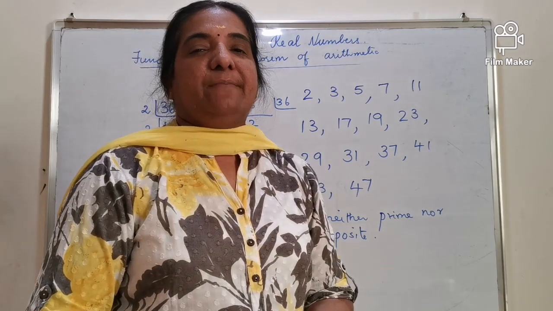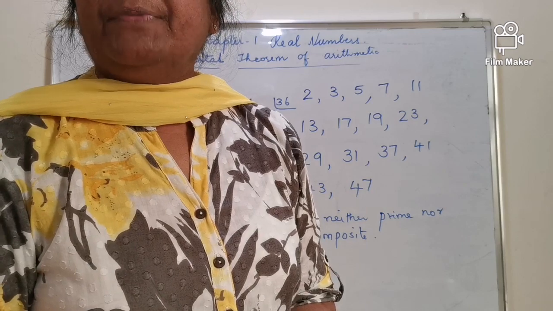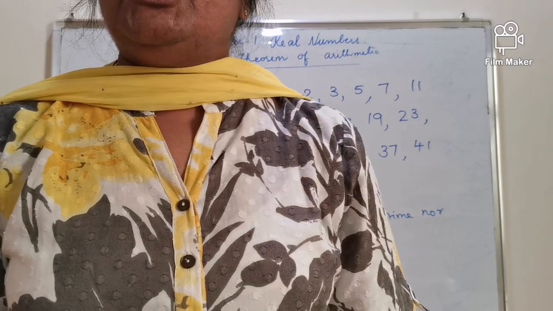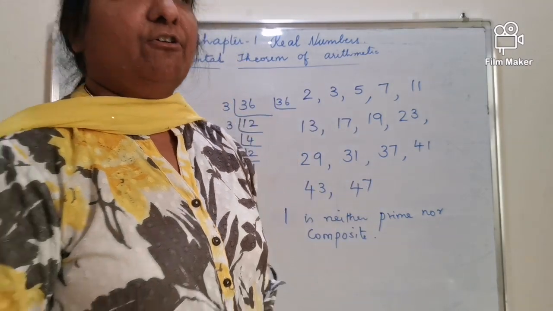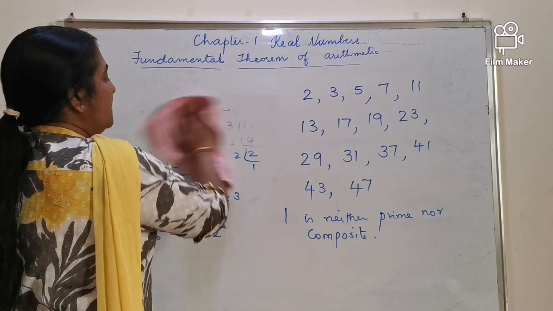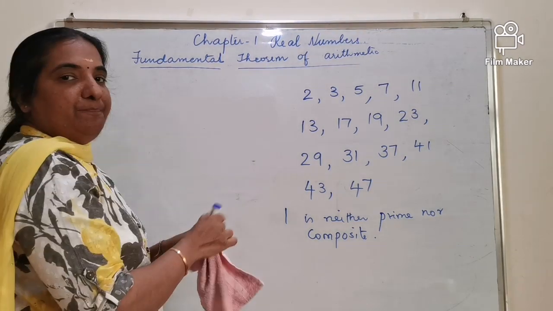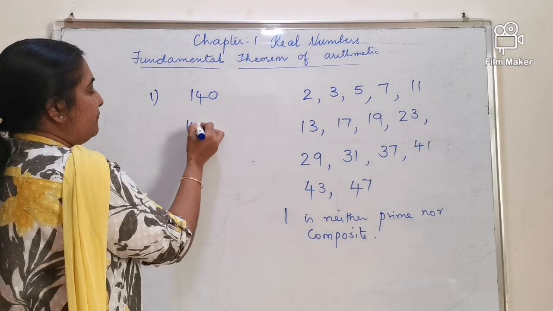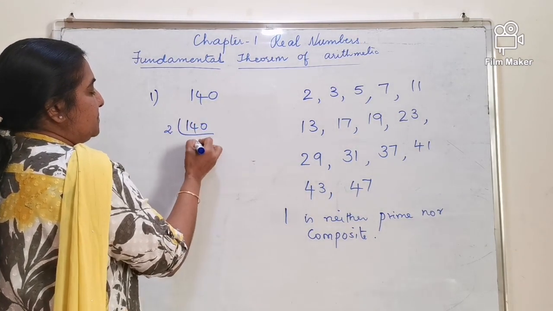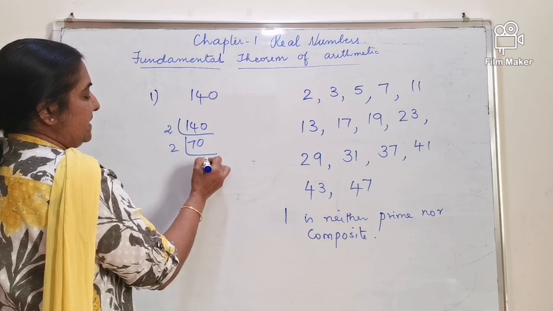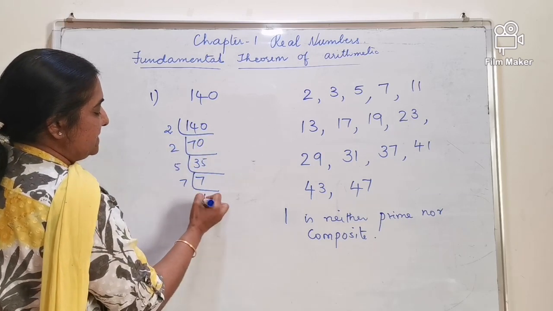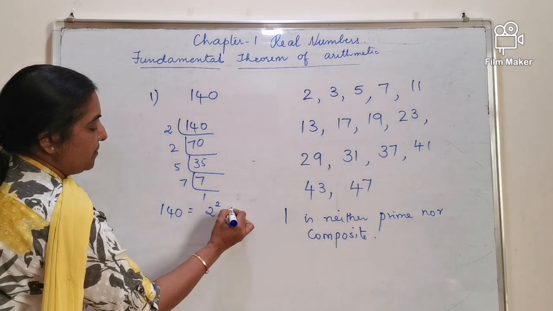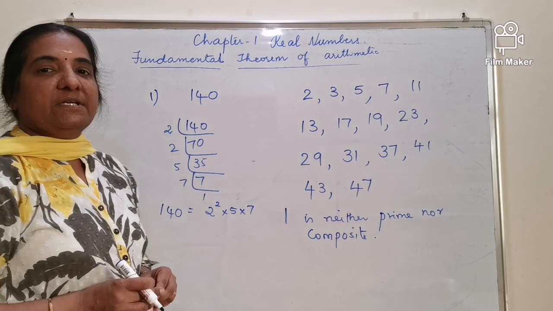Let's take the questions from exercise 1.2, question number 1. Express each number as the product of prime factors. The first subdivision, number 1, 140. 140 by 2 is 70, by 2 is 35, by 5 is 7, 7 and 1. 140 can be expressed as 2 square into 5 into 7.